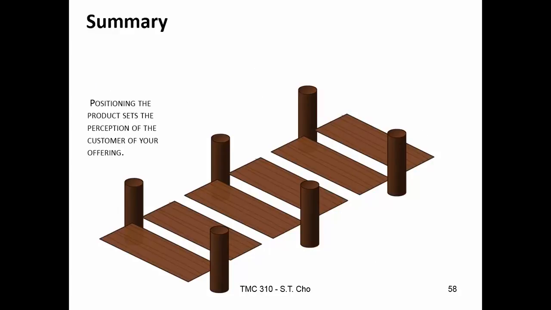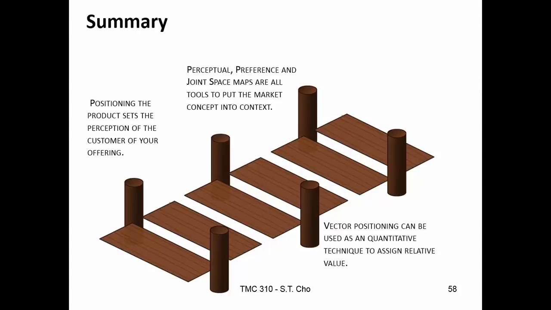See, not so bad. I might quiz you on definitions, like what is a preference vector, or show you a map and say, where's the best place to go compete? But anyway, positioning sets up your perception of where the customer is. Joint space maps are the tools that they use to figure it out. Vector positioning, you could do either qualitative or quantitatively, but whatever scale you pick, just be consistent about it. Otherwise, you don't have a good comparison between one and the other. And then you decide, in terms of positioning myself, do I want to be bottoms up or top down?